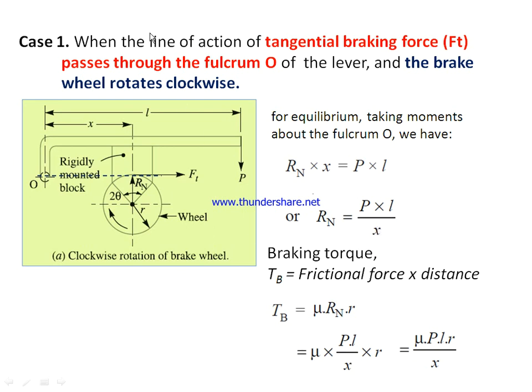So for this particular case, where the line of action of Ft is passing through the fulcrum point O and the wheel is rotating in the clockwise direction, the magnitude of the braking torque is mu into P into L into R by x. So x and L are these lengths from the pivot point.